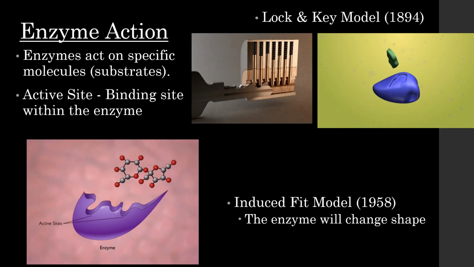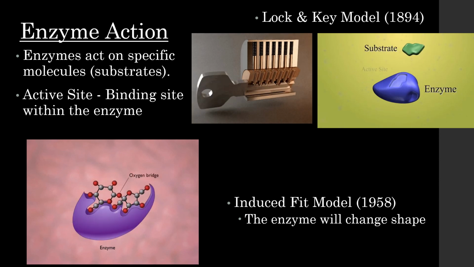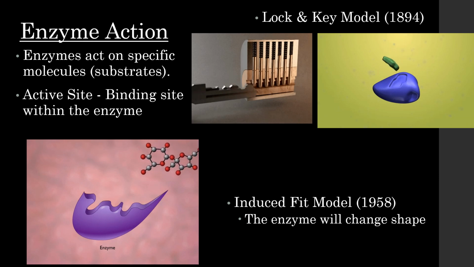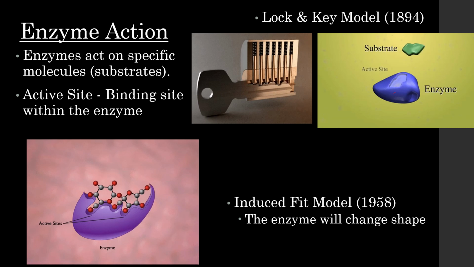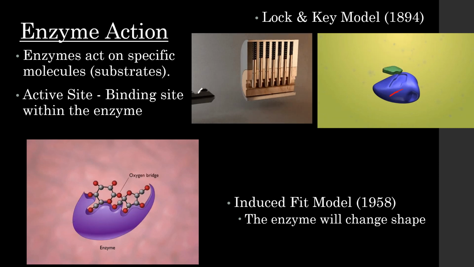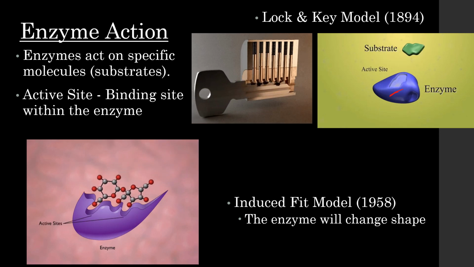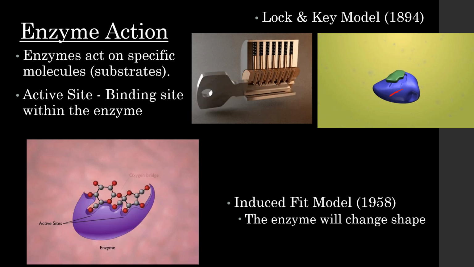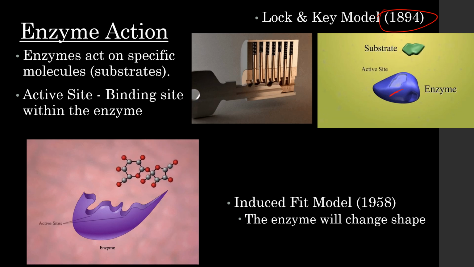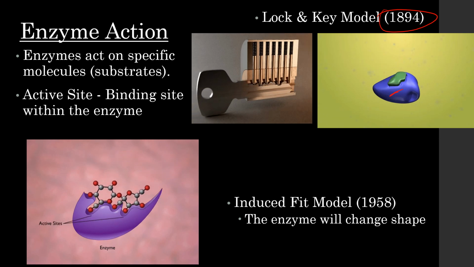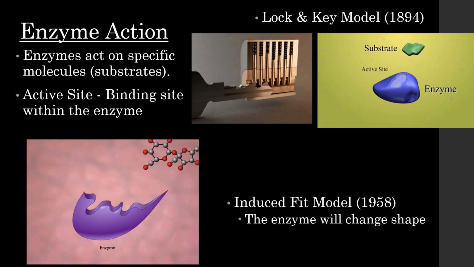Now, an enzyme is a biological catalyst, I suppose, but they're very specific. They act on specific molecules, and these specific molecules are called substrates. Now, the active site is that actual place within the enzyme that this substrate will fit into. And it was proposed over 100 years ago now, the lock and key model, that enzymes are very specific. So there's a specific key and a specific lock, for example, that works for each enzyme and each substrate.